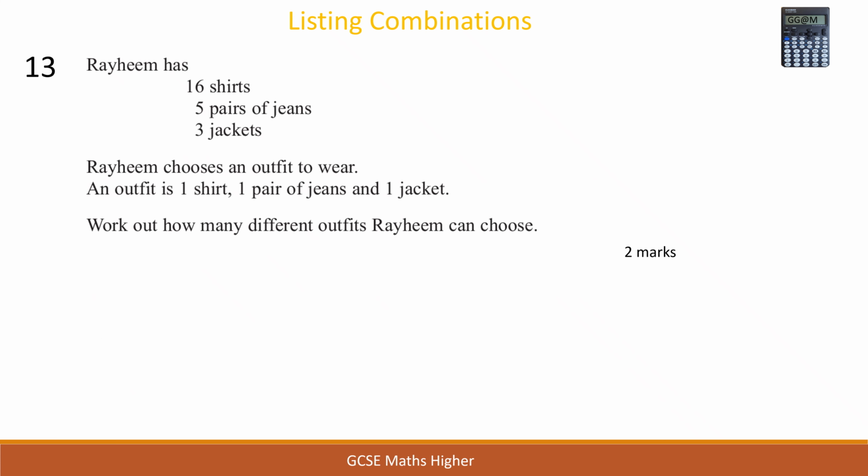Our next listing combination question gives us some information here, and we've got to choose an outfit to wear, and you're told that an outfit consists of a skirt, a pair of jeans and a jacket. So there are 3 things listed up here which make up the outfit. You've got to work out how many different outfits they can choose, and this is worth 2 marks. Press pause, have a go at working out the answer, press play when you're ready to see the mark scheme.